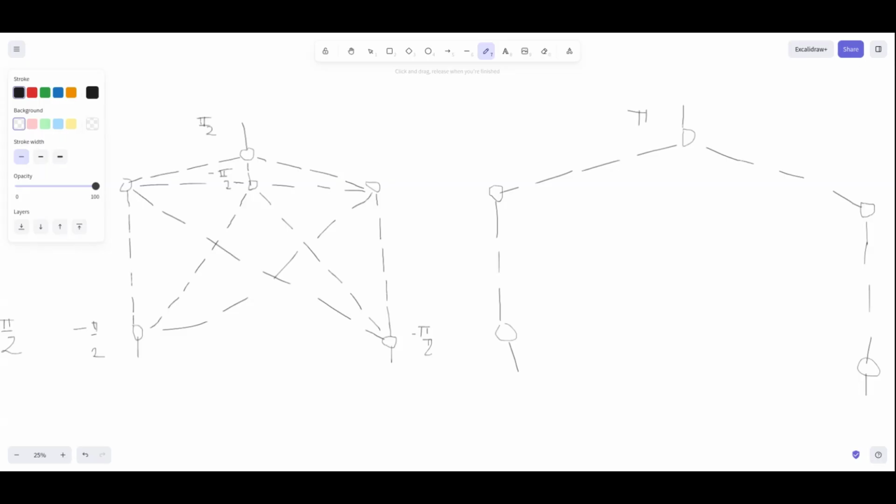Okay. So it becomes pi over 2, it becomes 0 at the end, because minus pi over 2 plus pi over 2 is 0, same here, and here same as here, so pi over 2. Okay. So this node disappears.